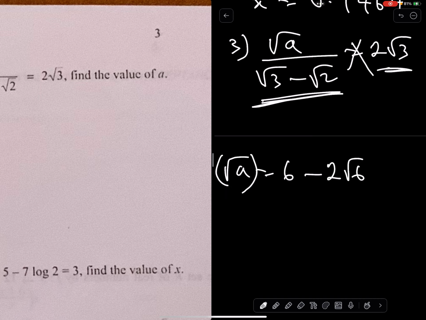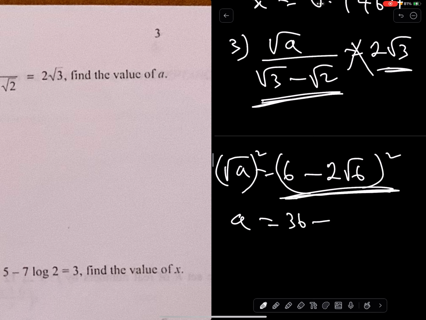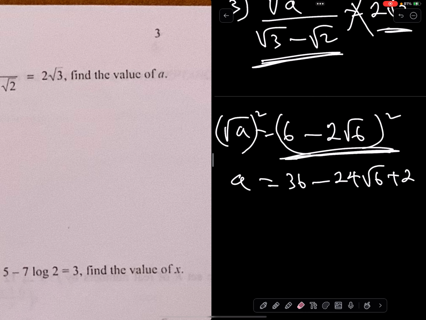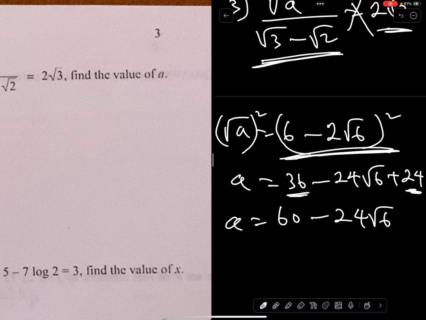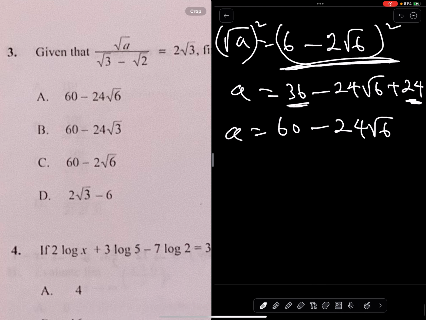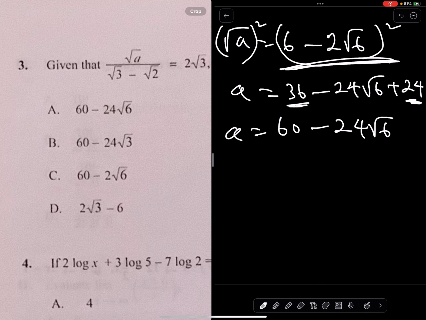Now what do I do? I can square both sides to get A. If I square both sides, that simply means A is going to be equal to, if you square this, you are going to get 36 minus 24 root 6 plus 24. If you do that, that's what you're going to get. And that simply means A equals 36 plus 24, that's 60, 60 minus 24 root 6. Straight to the next, which is number 4, and the correct option to that, by the way, is A.